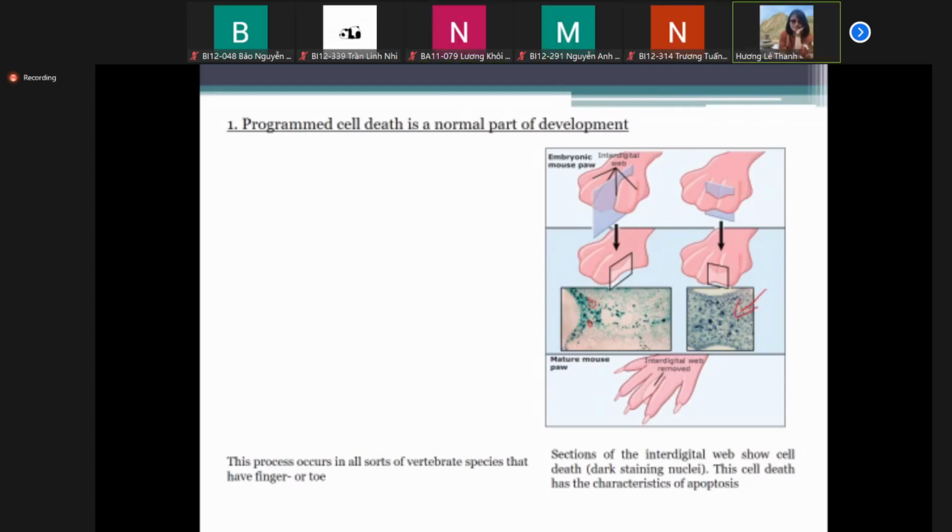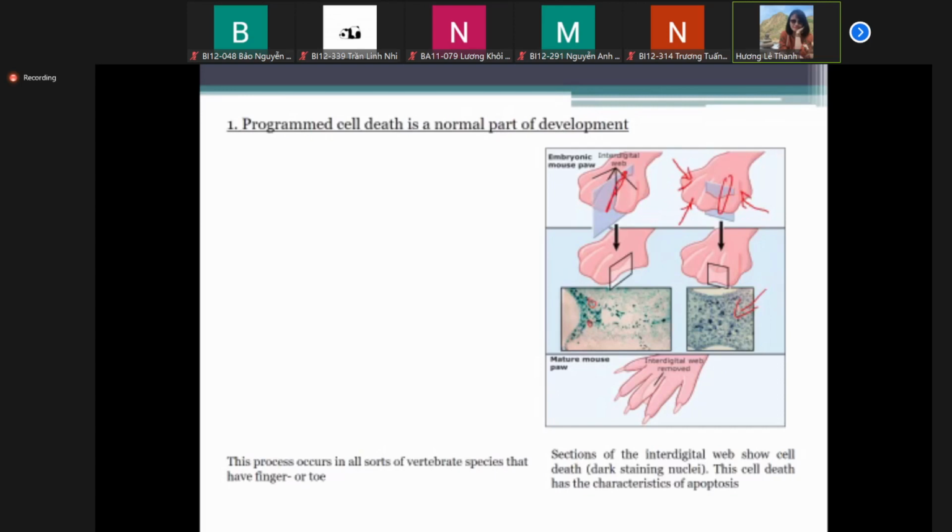So during the development of the embryo of vertebrate species, if we want to make our fingers or toes, in the embryonic limb there is apoptosis here, apoptosis here, apoptosis here to separate our fingers and our toes. And that is part of the development.